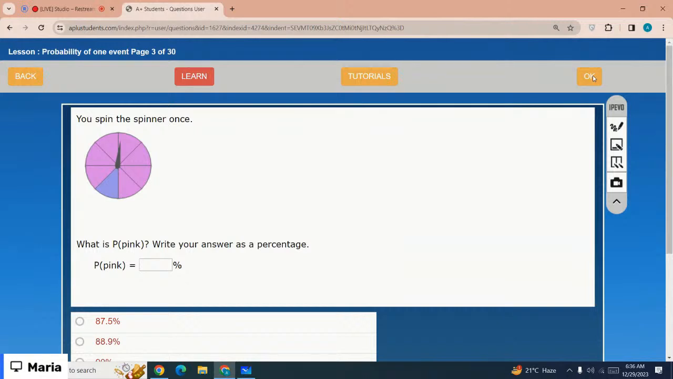Okay, the next one is you spin the spinner once. What is the probability of pink? So which is the correct option? You have to calculate the value in the percentage. Calculate the probability, divide it and multiply it by 100, right?